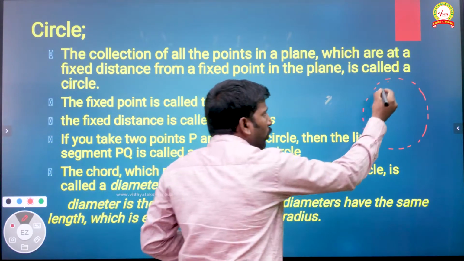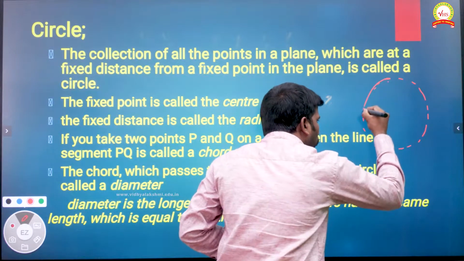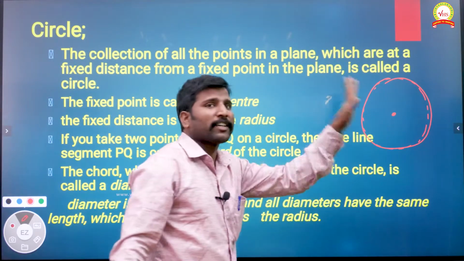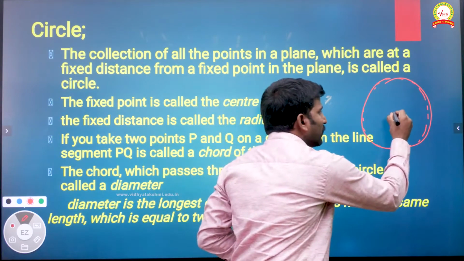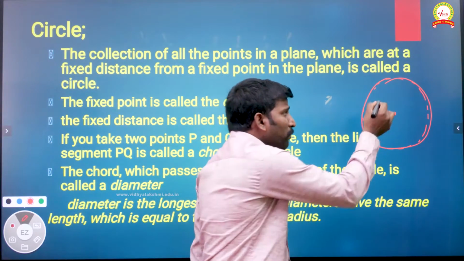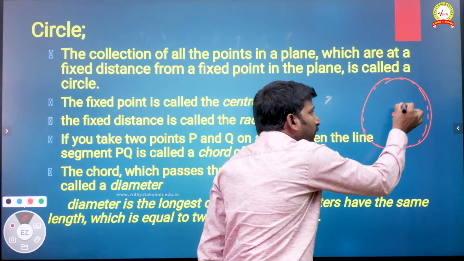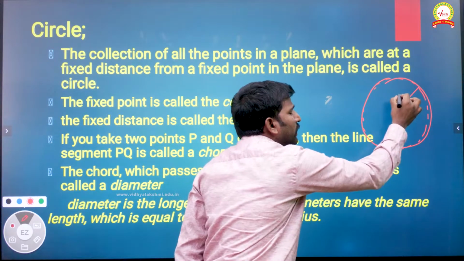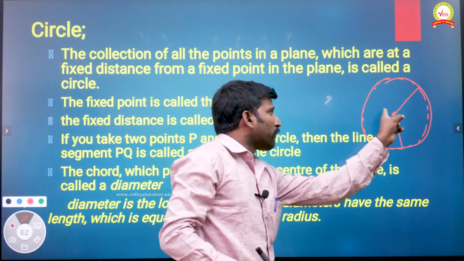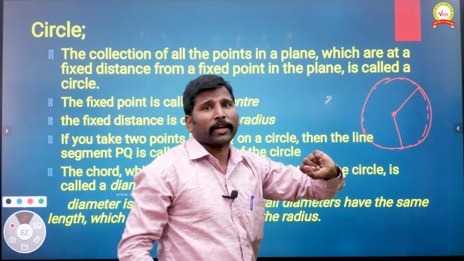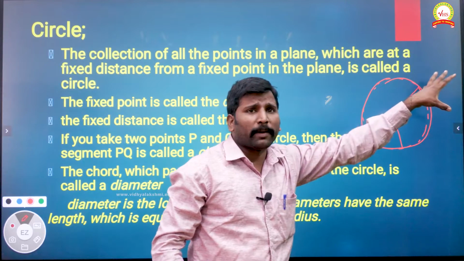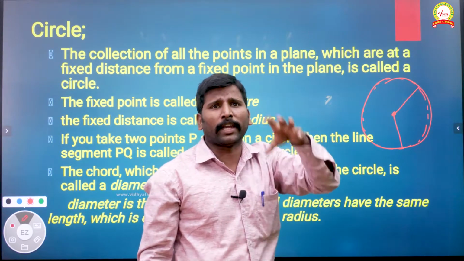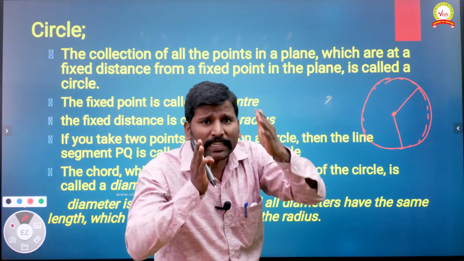When you join all the points from a fixed point, this is the fixed point I am talking about, at a fixed distance, wherever you check, this distance will never change. Suppose from here to the end point on the circle is 5 centimeters, here also you will get 5 centimeters. It never changes. That is what we are saying. It is called a fixed distance.